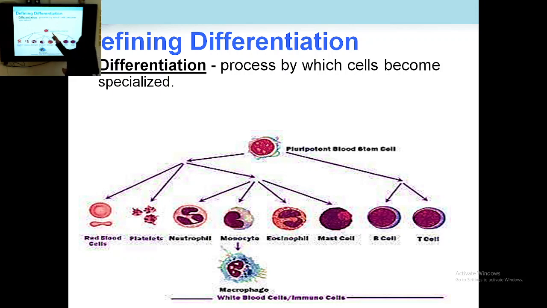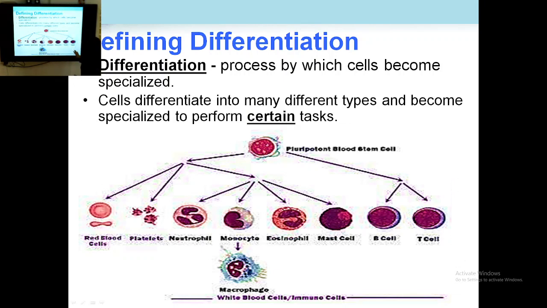As you can see here, this is a cell. From this cell we can differentiate, or form, multiple types of cells like red blood cells, platelets, neutrophils, monocytes, eosinophils, mast cells, B cells, T cells. All of these cells come from one specific cell in a process called differentiation, which happens here for these types of cells in the bone marrow, okay? So cells differentiate into many different types and become specialized to perform certain tasks.